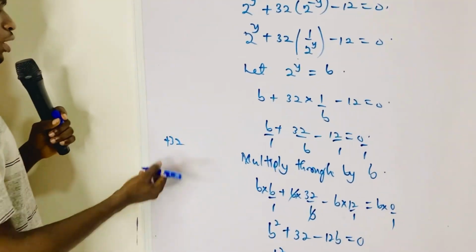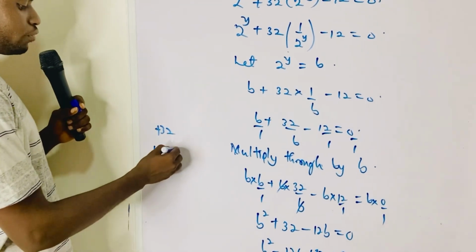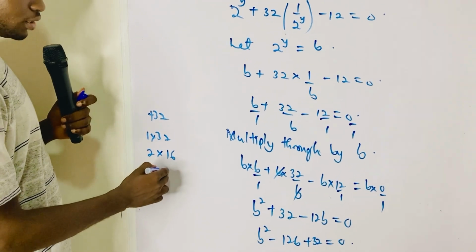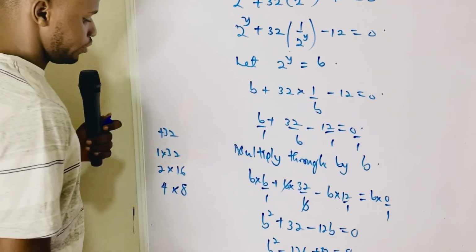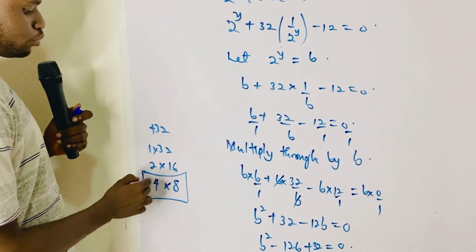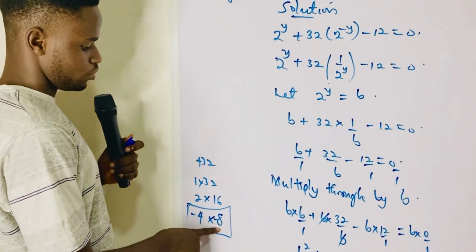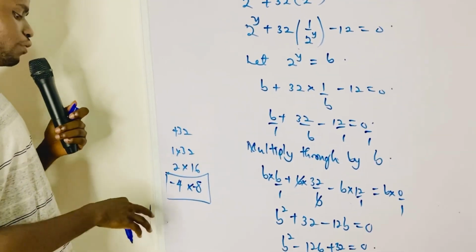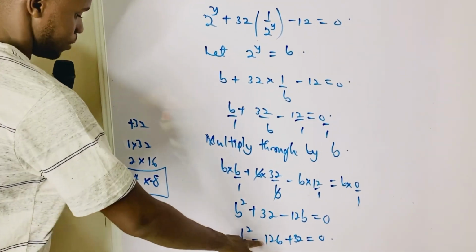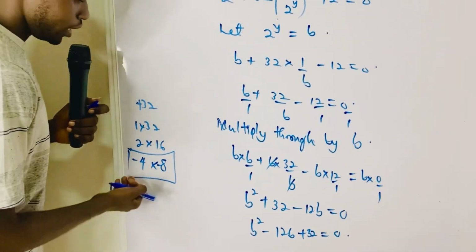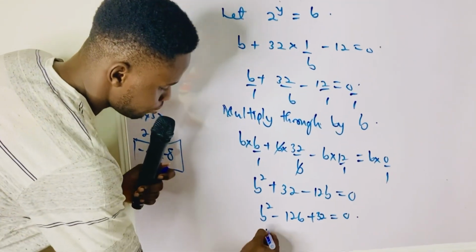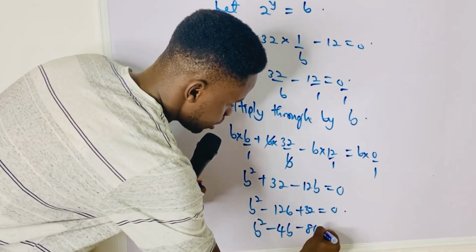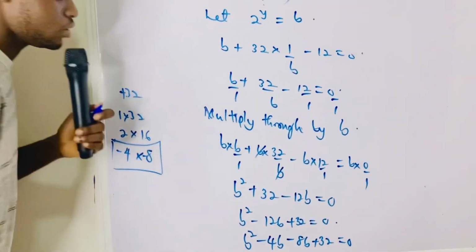Minus 12. Now, what are the factors of this 32? 1 times 32 itself, 2 times 16, 4 times 8. If you realize, it will be this, because if you put negatives, you'll have minus 4 times minus 8, which is 32. At the same time, minus 4 minus 8 is what? Minus 12. So let's replace minus 12 with this. So we're having b squared minus 4b, then minus 8b plus 32 equals 0.